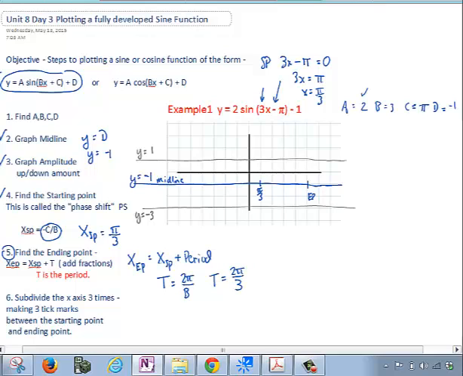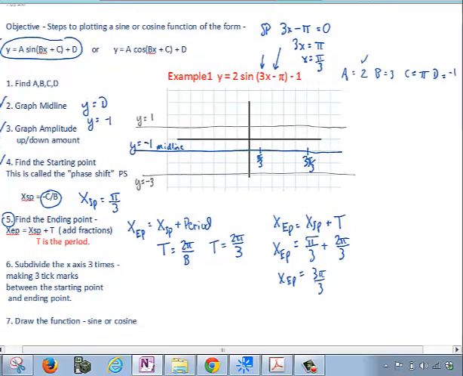This is pretty nice because to find my ending point, I need to add my starting point to the period. The starting point was pi over 3, and I'm adding to it 2 pi over 3. So my end point will be equal to 3 pi over 3, which is equal to pi, but I'm just going to write 3 pi over 3. If you want to write it as pi, that's fine.